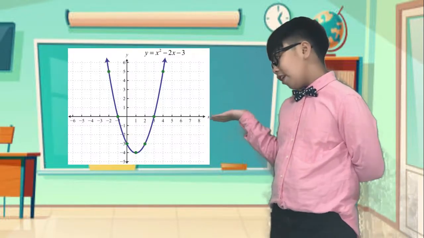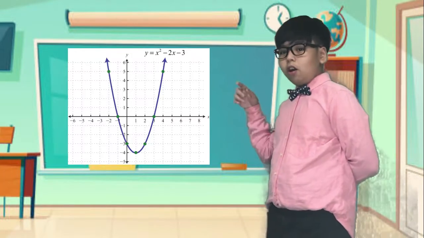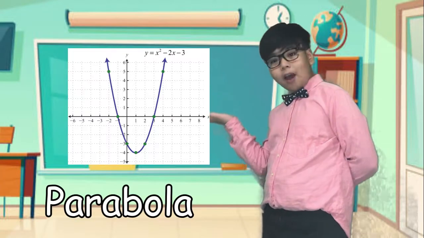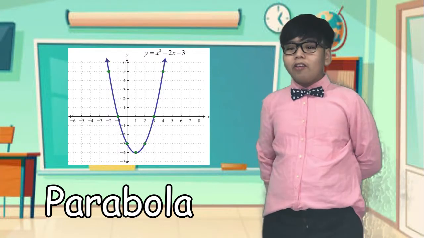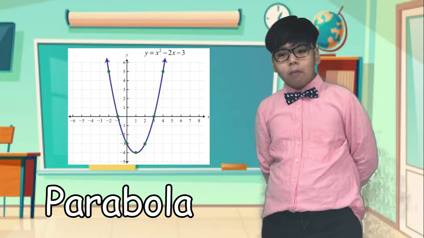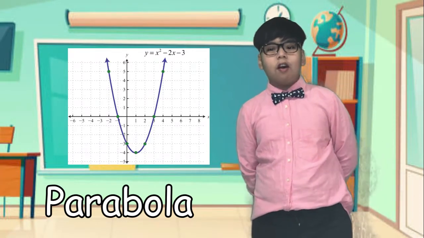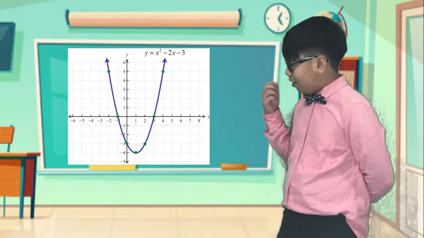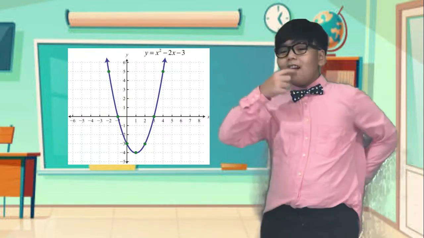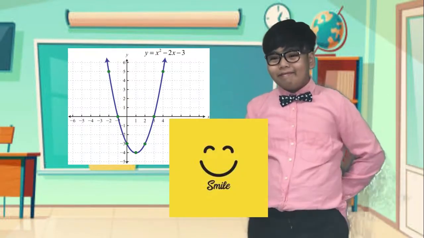This one looks like an upward-facing U or an upward-facing parabola. A parabola is just a fancy name for a graph of a quadratic function. These upward-facing parabolas look like a smile to me.